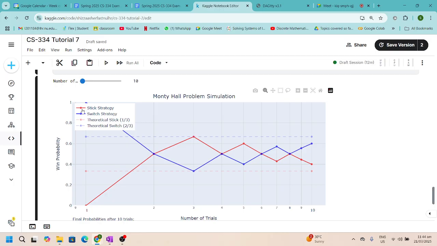So if you stick with your strategy, that is represented using the red line. If you switch your strategy, that is अगर आपने door switch कर लिया, तो that is represented by the blue line. And theoretically, if you stick with your door, we know that the probability of winning should be 1 by 3. And theoretically, we know that if you switch your door, the probability of winning should be 2 by 3. So ये हमने represent किया है इस graph के ऊपर using these dotted lines. When I repeated my experiment 10 times and I plotted it, this is what it looked like.